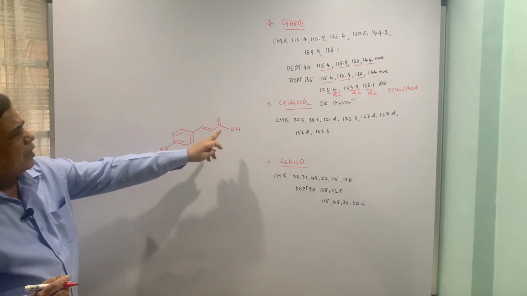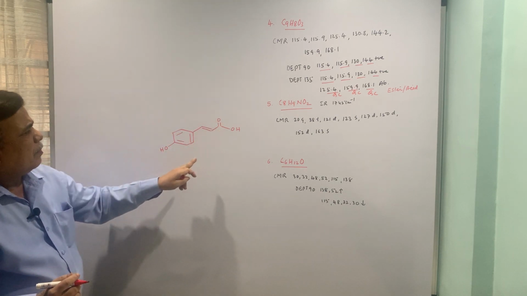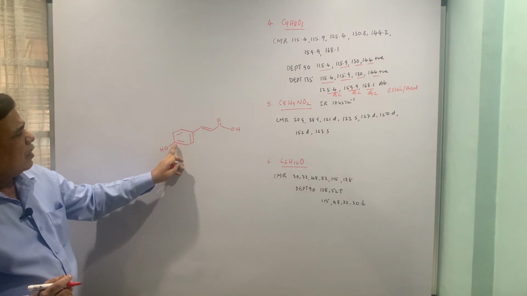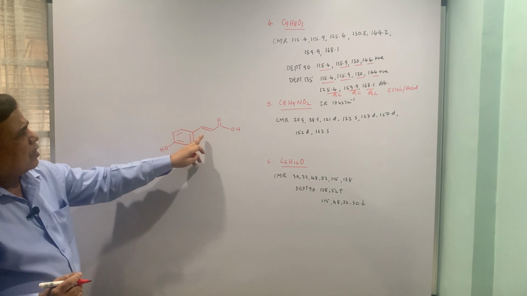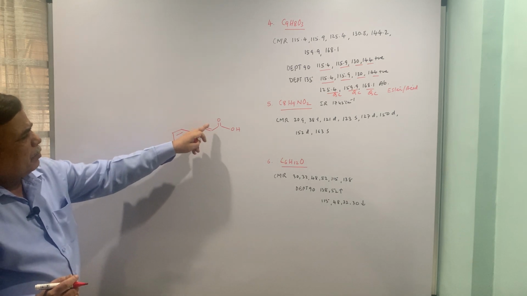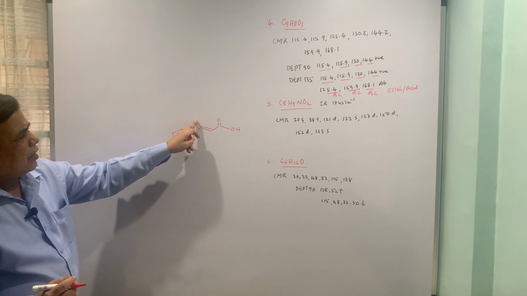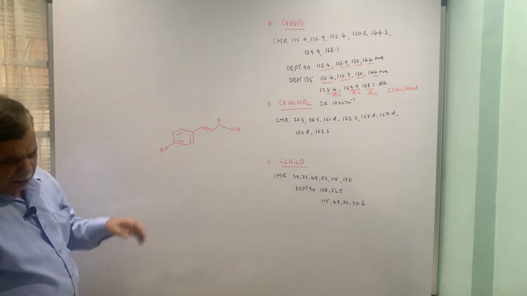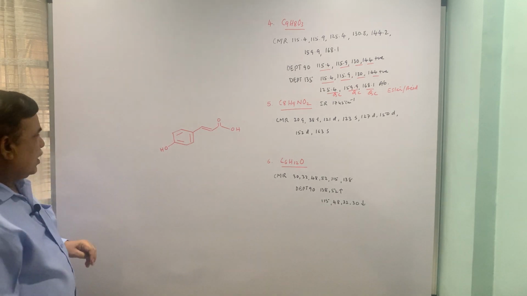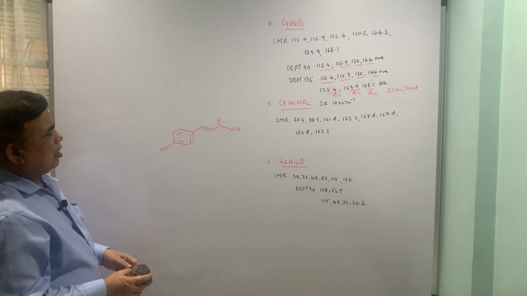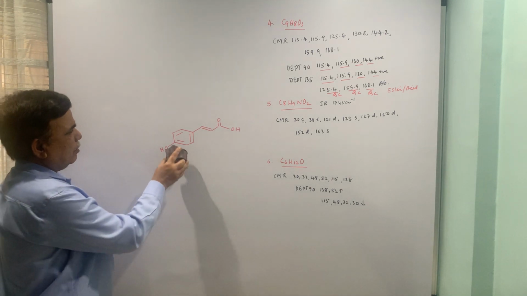So 150, 168 is this one, 159 is this one. Of course, these two are also there, but alpha beta will be de-shielded, so that you have to take care of. So this is the overall structure, para hydroxy or 4-hydroxy cinnamic acid, you can say.